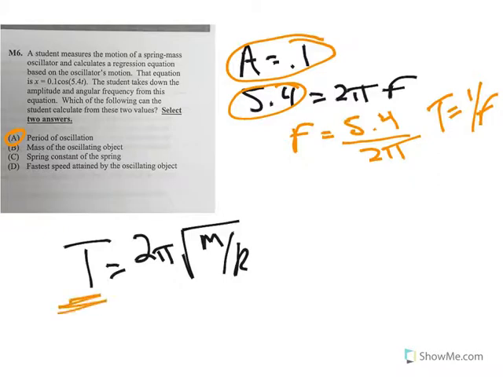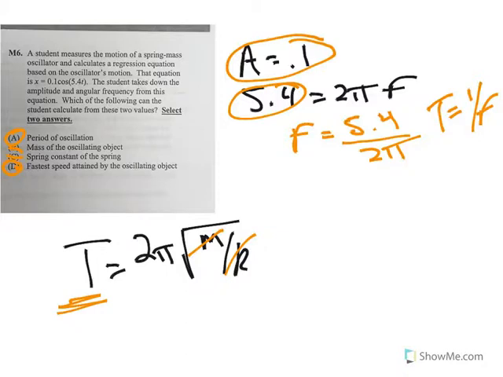Is there any way I could figure out the mass or the spring constant? Well, not really, because I have to have the mass and or the spring constant to figure that out. I can't really figure that out because I don't have the spring constant. I can't really figure that out because I don't have the mass. So those two are out. So obviously the answer is D, but how?